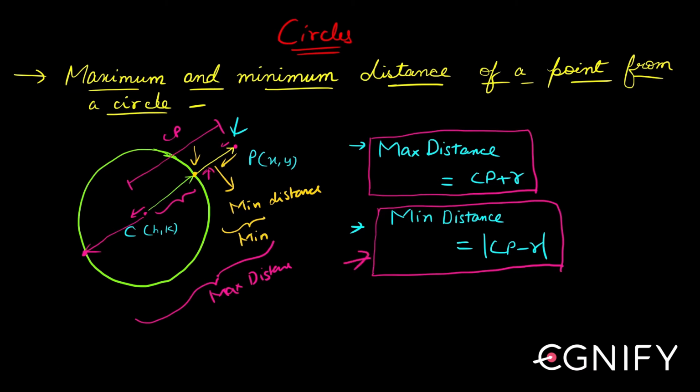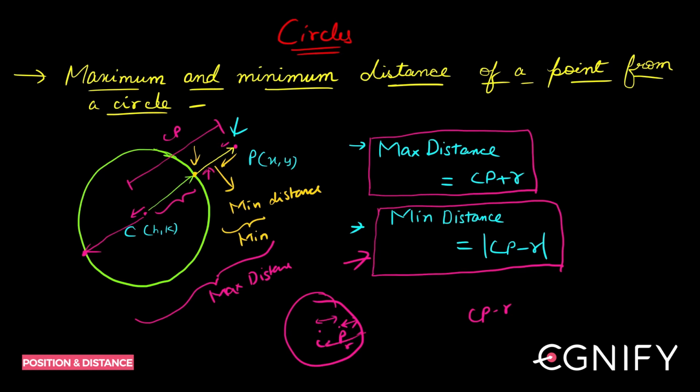But I put a modulus for a reason, because if your point is like, this is your C, this is your P. If your point is inside the circle, then this is your minimum distance. In that case, if you do CP minus R, your CP is this big and your R is this big. So in fact, you need to do R minus CP. So CP minus R will give you maybe minus 5, and R minus CP will give you plus 5, but the distance should be positive, right? That's why we have put this mod sign, so that the formula is valid even for points inside the circle. So in that case, this will be the minimum distance and this will be the maximum distance, right? If you keep traveling towards the center, you will hit the circle on this side. So this is what it was.